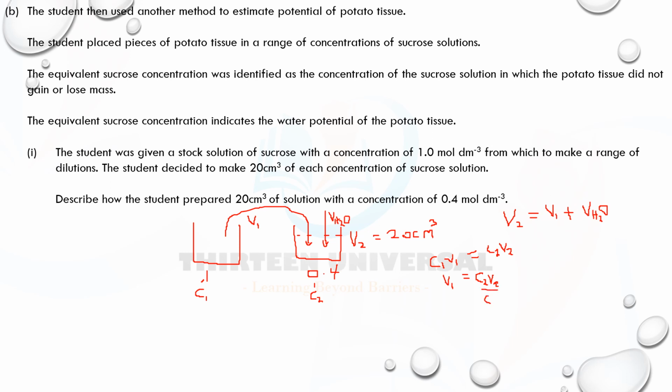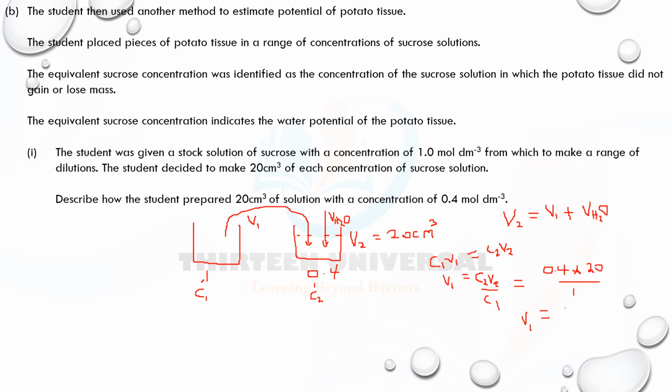Our C1 is 1.0. Now C2 is 0.4. Get your calculator. Let's do this: 0.4 times V2. V2 has been given to us, which is 20. So you multiply 0.4 by 20, and then you divide by 1. So 0.4 times 20 should give you 8 cm cube. So my V1 is actually 8 cm cube.